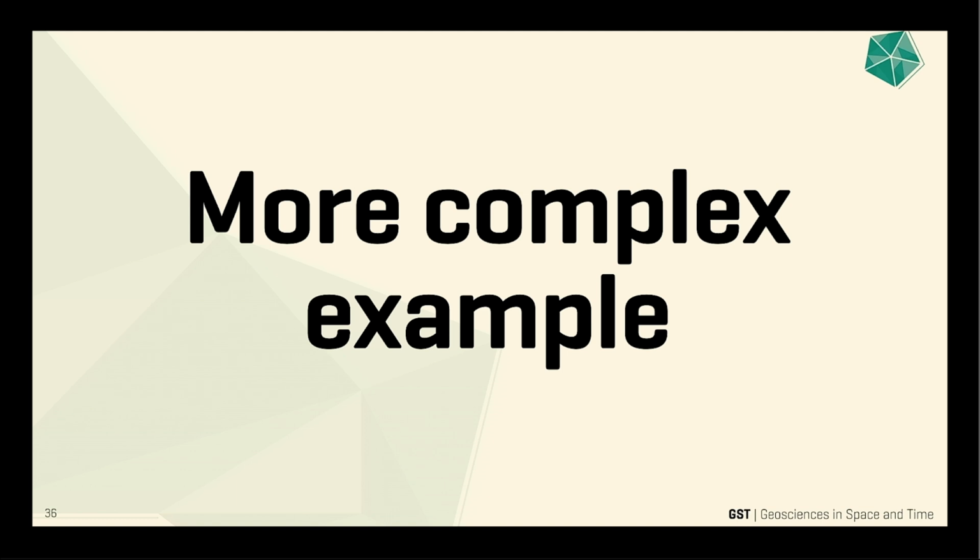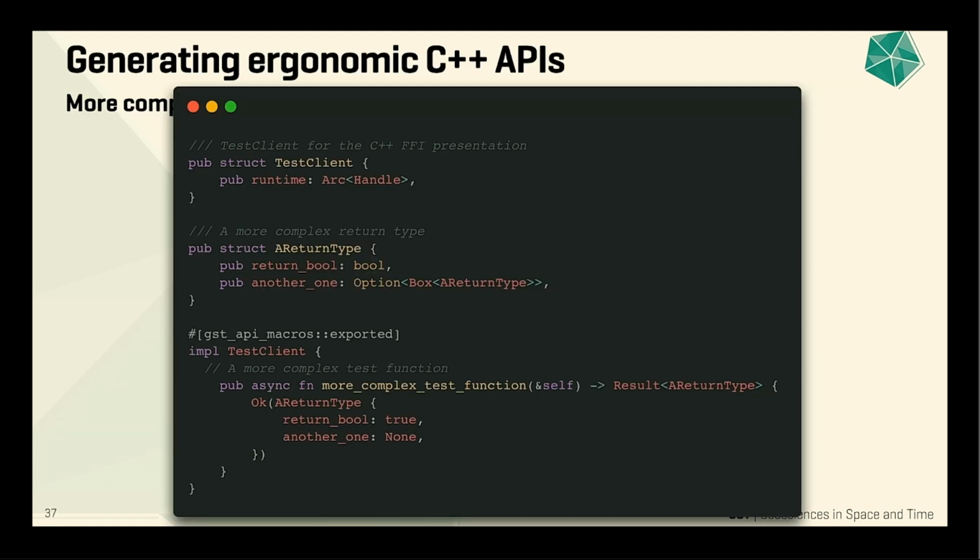Now let's have a short look at a more complex example. So we still have our test client. This time it has a field that has this runtime. So you will probably know what's coming. We have a more complex return type. It has a bool, and it has another one that is of option box, a return type. So we have some kind of cyclical dependency going on already, which makes things more difficult. And then in our function, we just return a result of a return type.